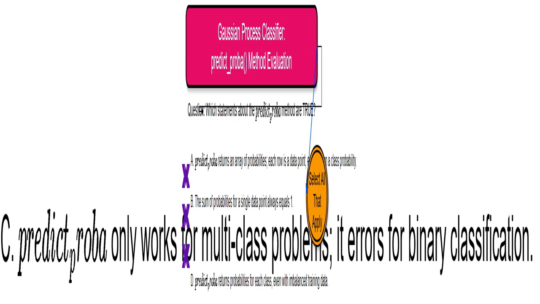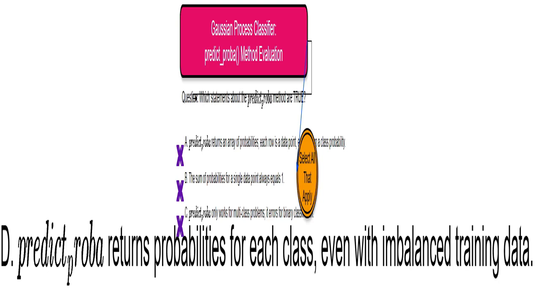This is incorrect. The method works perfectly well for both binary, 2 classes, and multi-class, more than 2 classes, problems. The only difference is the number of columns in the output array. 2 columns for binary and more than 2 for multi-class. It's adaptable. I want you to understand this.